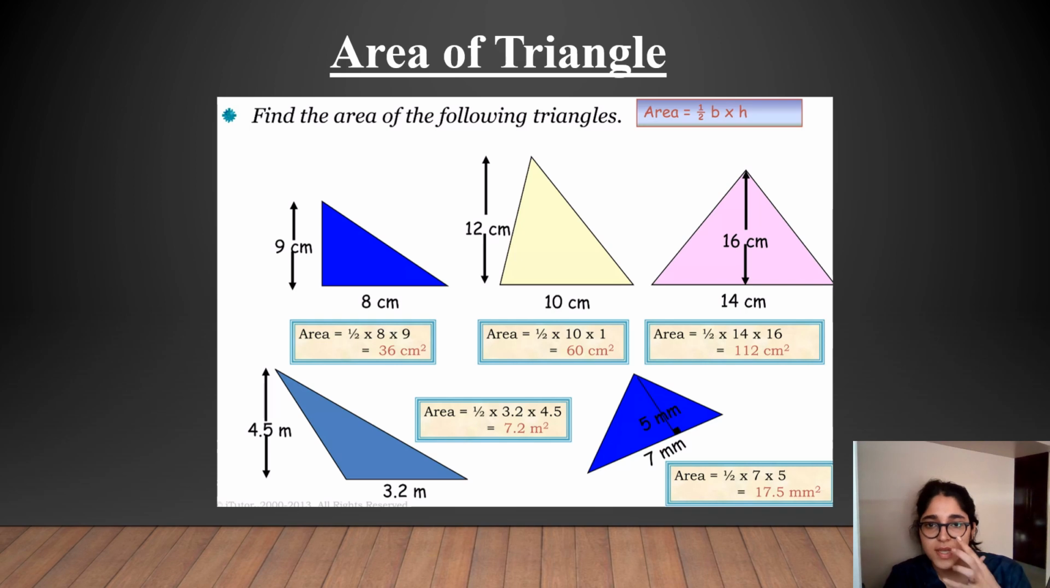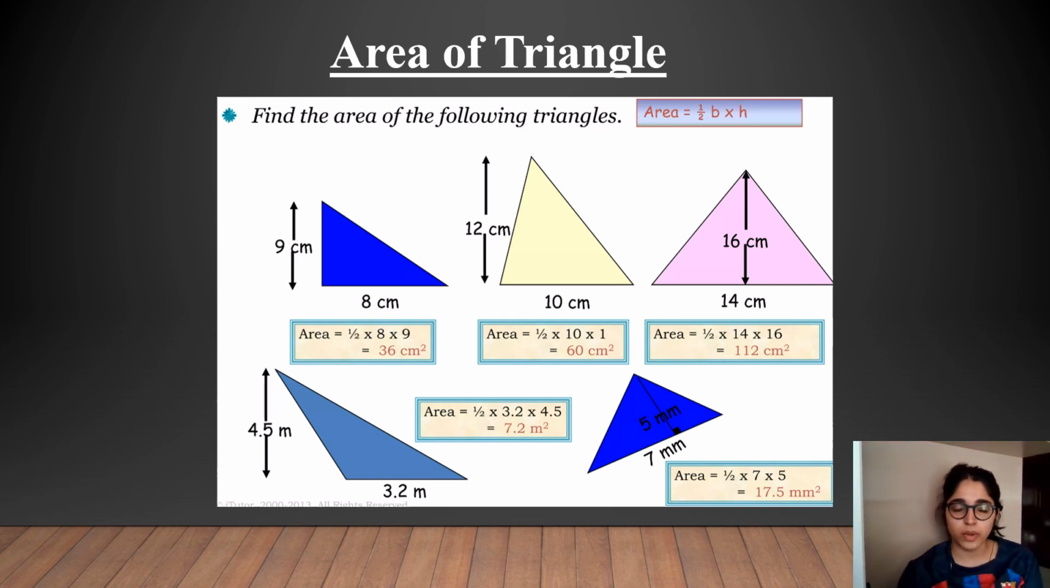Y'all can try some of these examples over here. You can pause the video and solve some of these example sums that are given. The answers are also given next to them. If you observe this triangle, the height is 12 centimeter and the base over here is 10 centimeter. Here we need to find the area. So the area will be half into base, which is 10, multiplied by h, which is 12 centimeter.